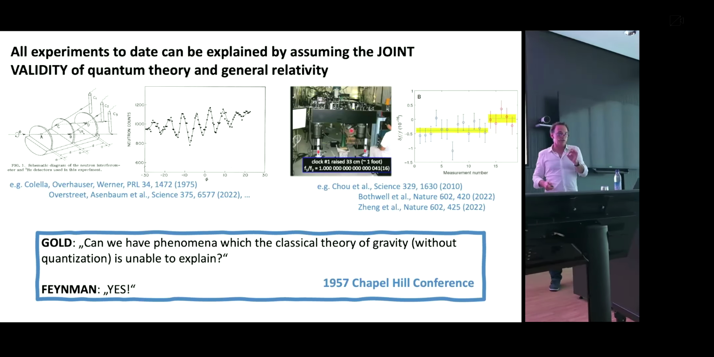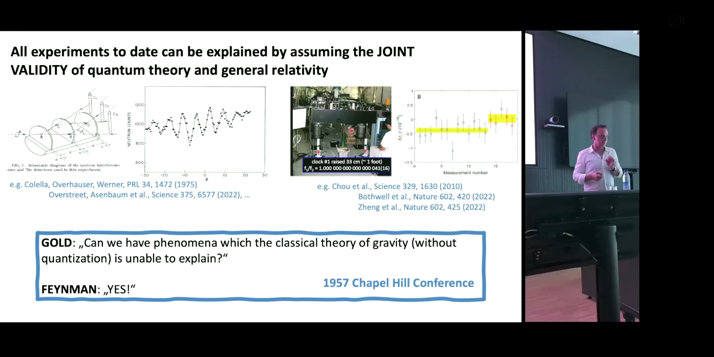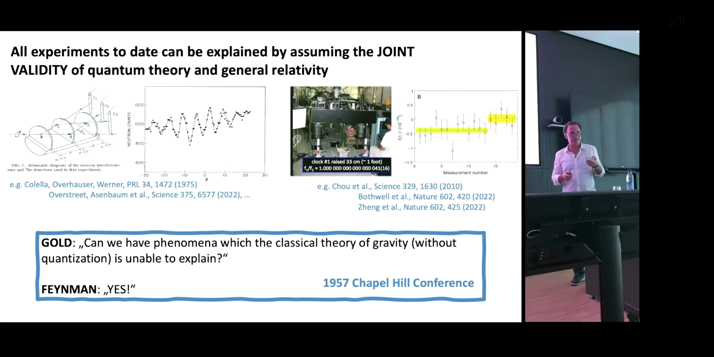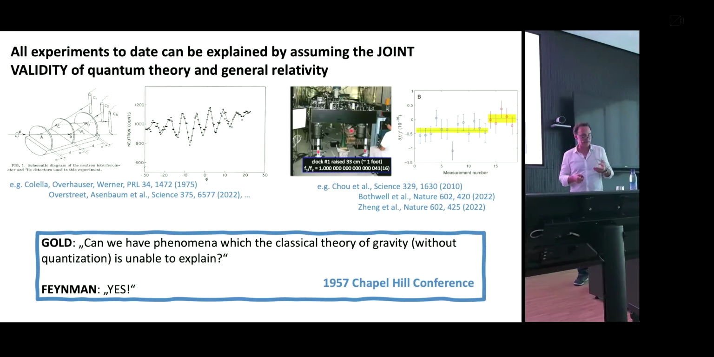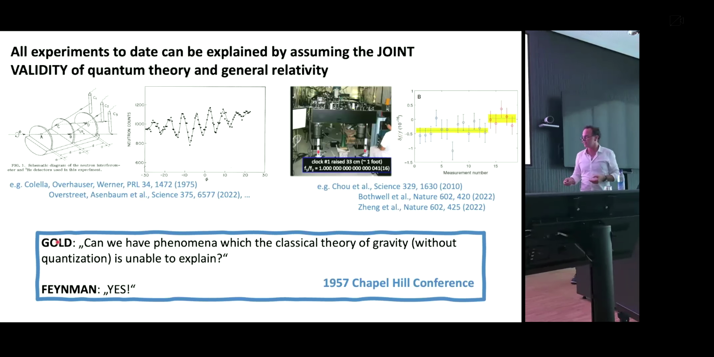Bottom line, quantum systems are extremely sensitive probes of classical gravitational fields, which is great. But the question is now, can we have experiments that a classical theory of gravity can no longer describe? That was a question that was, to my knowledge, first asked by Thomas Gold. He is an Austrian physicist who was present at the famous Chapel Hill conference in '57, who phrased it more or less exactly that way. Feynman was also a participant, and in his very inimitable way immediately stood up and said, yes, of course we can have such phenomena.